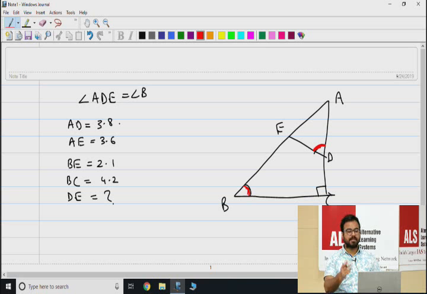So these two angles are equal. One of the angles is 90 degrees, and these are the measurements given: AD, AE, BE, BC. We have to figure out DE. So first of all, decide which triangles you will prove similar, and after proving the triangles are similar, try to relate the sides.